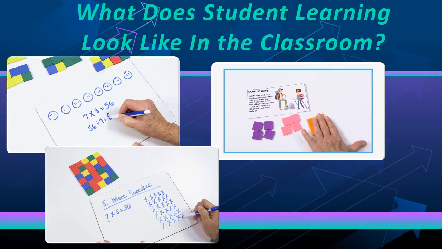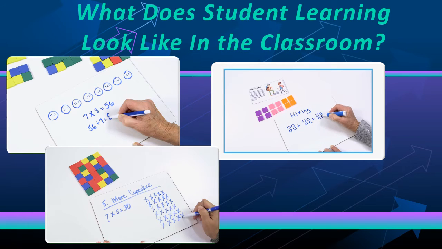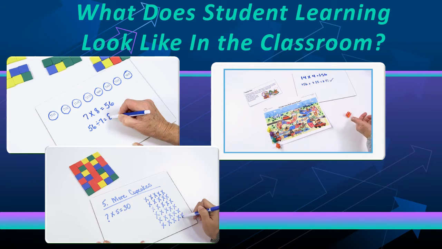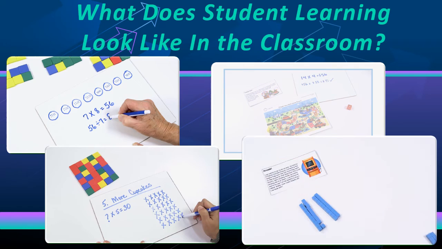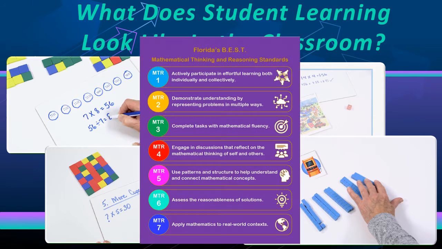Students are also going to be problem solving different scenarios where they are having to decide which operation to use and making the connection again between multiplication and division. And lastly, students are going to use previously learned benchmarks with multiples of 10 and 100 to also solve problems including multiplication and division within those limits. Throughout this unit, students will be really demonstrating MTRs 2, 5, and 7.